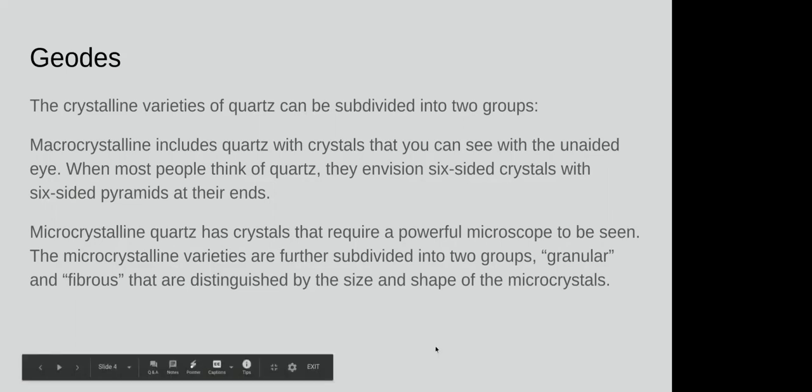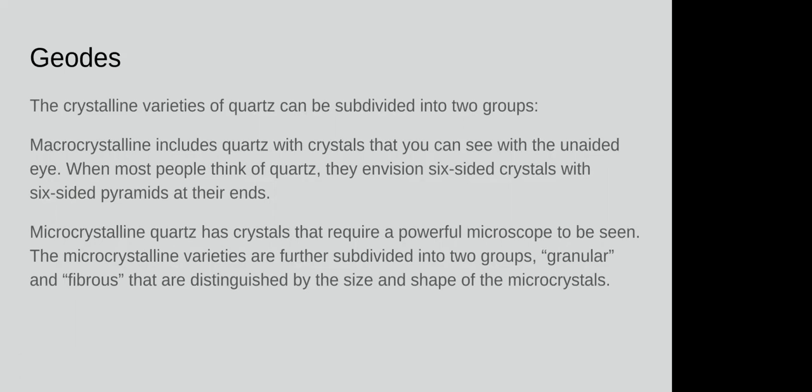Okay. Well, there's a whole lot to show. Microcrystalline has crystals that require a powerful microscope to be seen. The microcrystalline varieties are further divided into two groups, granular, and by granular, when you're looking at it under a microscope, if you can imagine a jar full of BBs, that would be granular, and fibrous, that are distinguished by the size and the shape of the microcrystals.